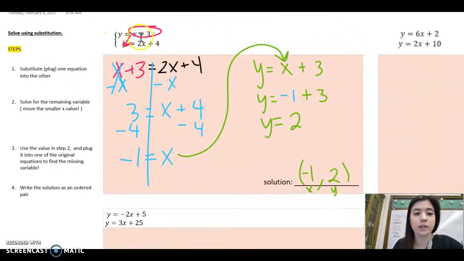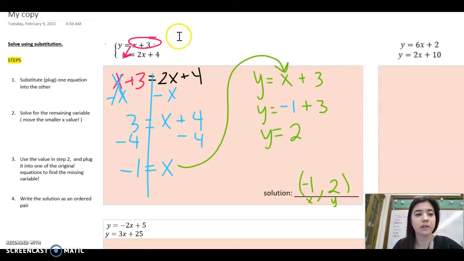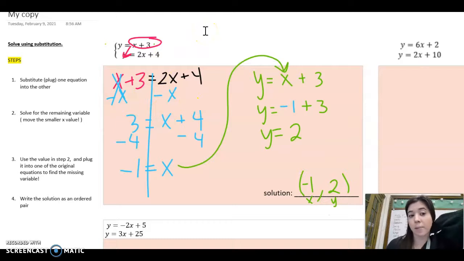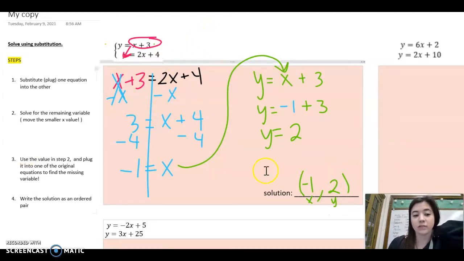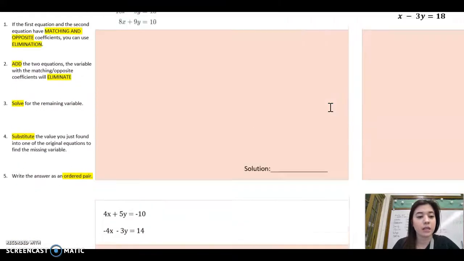So again, take x plus 3, plug it in for y, move your smaller x value to the other side, and then solve for x, plug that in to find your y. You need to do both of those. I need both x and y for these problems. This isn't a context problem where I'm asking you for specifically x or specifically y. To solve the system, we need the ordered pair. Alright, if you need more time with that, pause me and get it down.